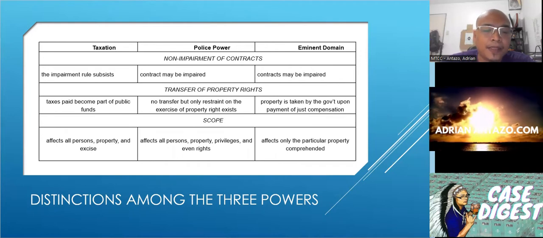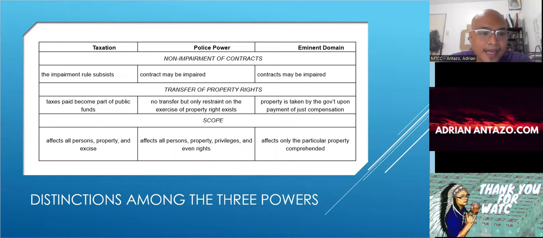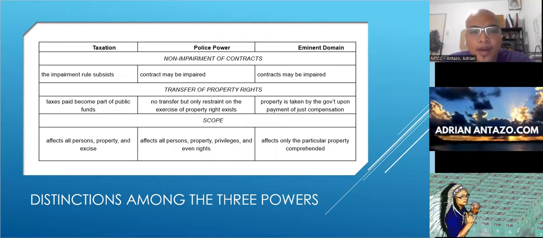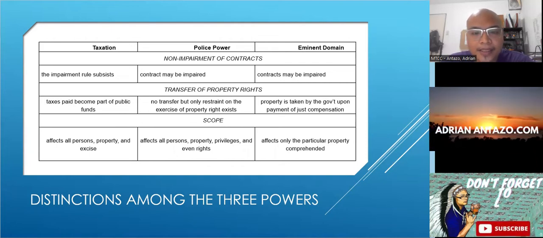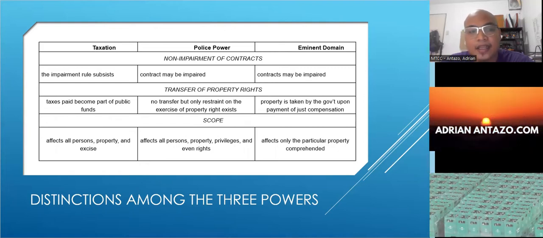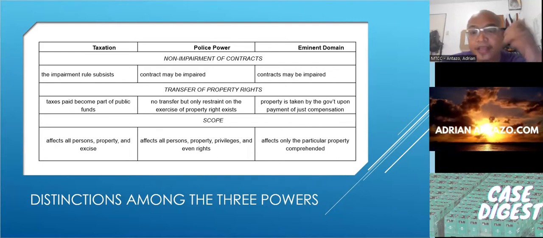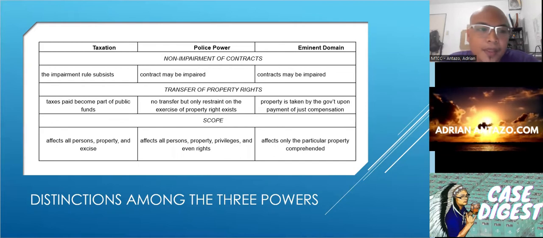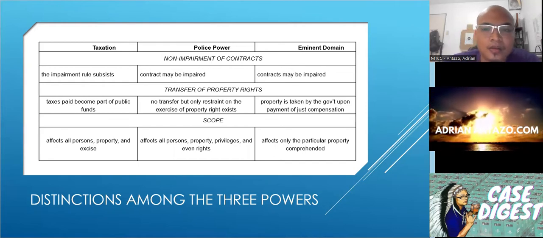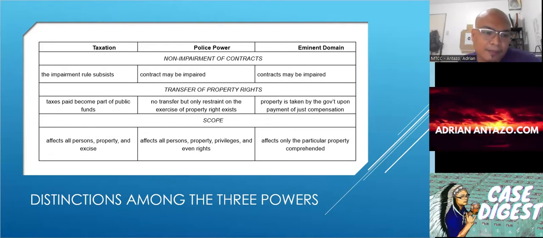payment of just compensation. For the scope, taxation affects all persons, property, and excise, while police power affects all persons, property, privileges, and even rights. For eminent domain, it affects only the particular property comprehended. So those are the scope of those three powers.